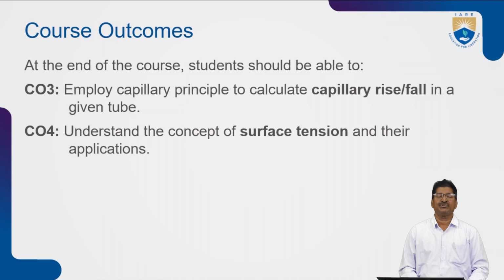So course outcome 4 is the surface tension. That means any fluid at the surface will have some tensile forces. So that is called surface tension, because the tension is there on the surface. That's why it is called surface tension. So that is course outcome 4.